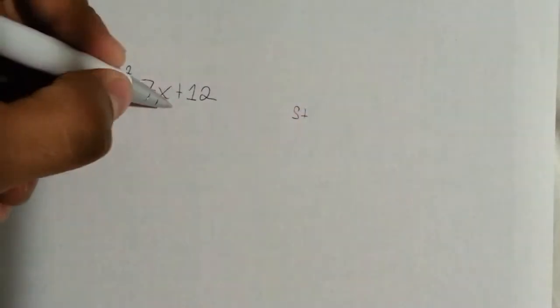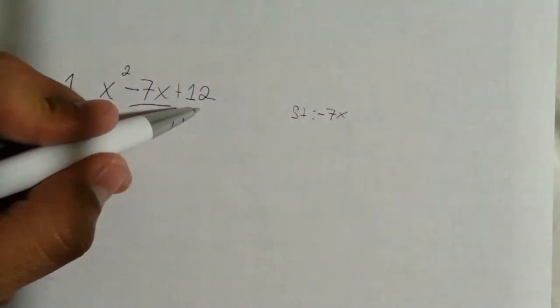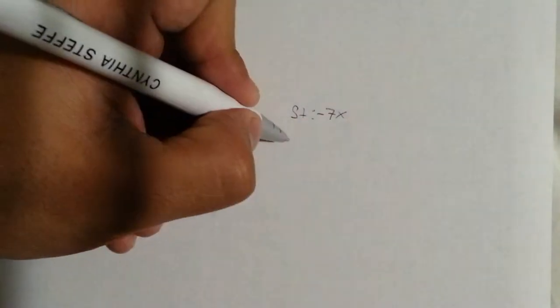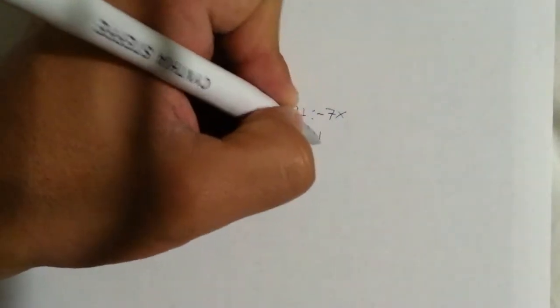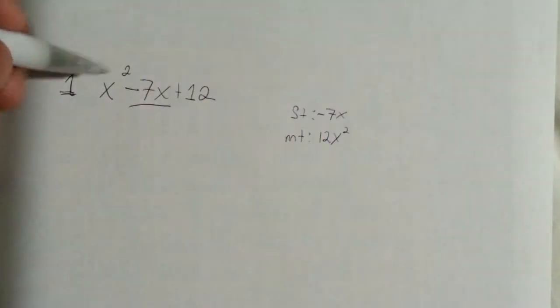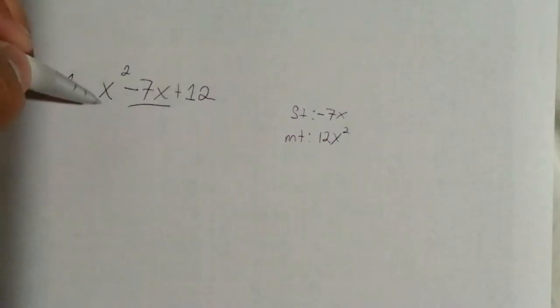So number 1 says to factor x squared minus 7x plus 12. Now, if we were to use our sums and products approach, we would sum to the middle term, which in terms of x, in this case, is negative 7x. And it would be a product of 12x squared because we took 12 and multiplied it by x squared.